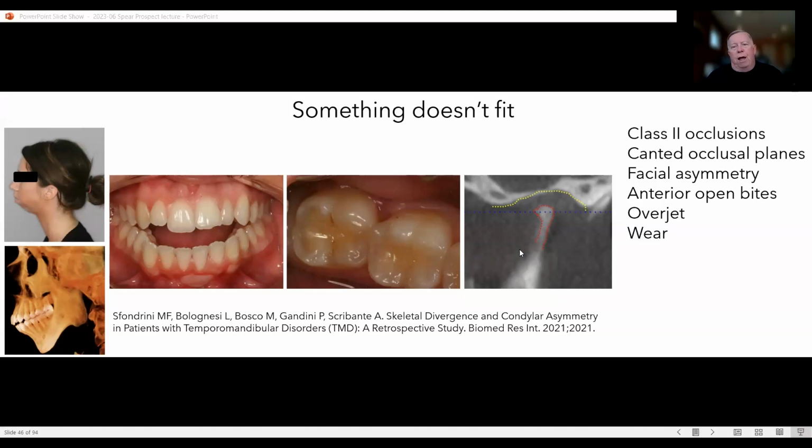But take a look at the condyle. When you take a look at the condyle, that's a really skinny condyle. So not only is she a wear patient, a pain patient, a joint patient, what else is she? She's an airway patient. Look at the CBCT. The compressed pharyngeal space is obvious because the mandible simply didn't get out far enough because it didn't grow.